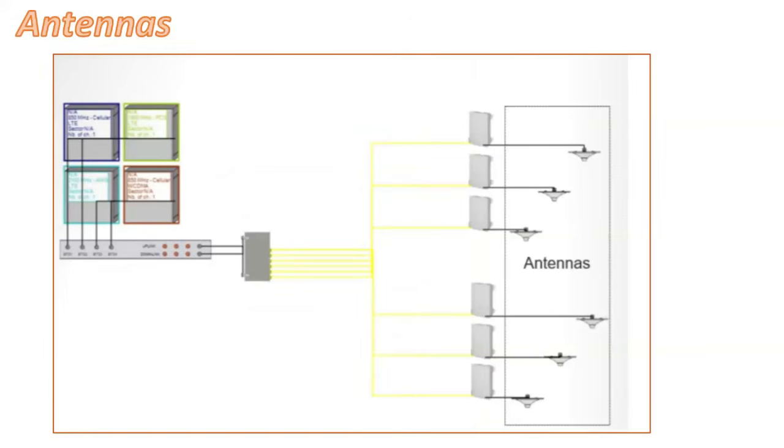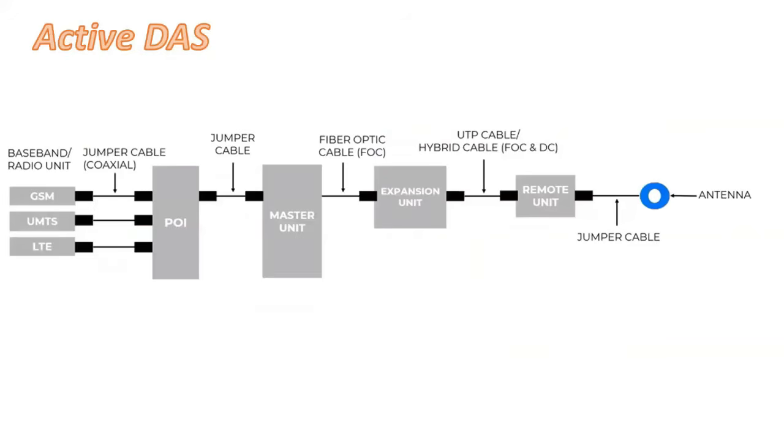And after that, we have these antennas. The RF signal is distributed with the help of antennas. So this is the high-level architecture of active DAS. So radio is connected to POI, POI is connected to master unit, and that is connected to expansion unit, and that is connected to remote unit, and then to antennas, right?